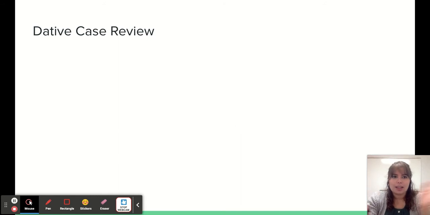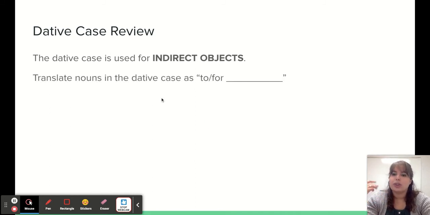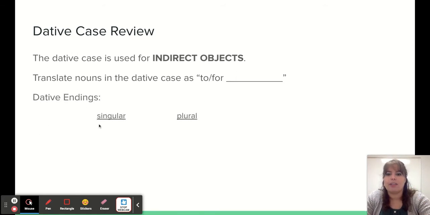All right, and then the last thing, really quick. This is some more review because we're doing a little bit more with the dative case in this chapter. So, dative case review: as a reminder, the dative case is used for indirect objects. We translate nouns in the dative case as to or for the noun. You're doing something for someone, giving something to someone, that sort of sense. Our first declension dative endings: in the singular is -ae and in the plural -is, so puellae or puellis in the plural.